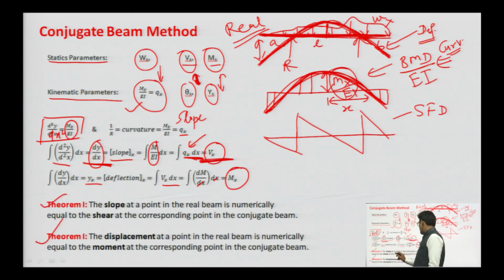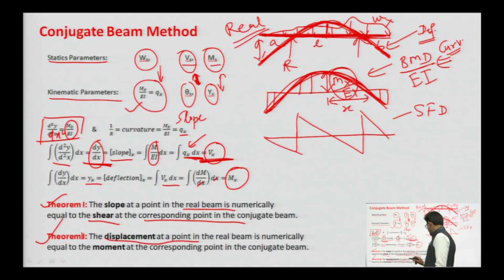The slope at a point in the real beam is numerically equal to the shear at the corresponding point in the conjugate beam. This is theorem 1. And theorem 2: the displacement at a point in the real beam is numerically equal to the moment at the corresponding point in the conjugate beam.